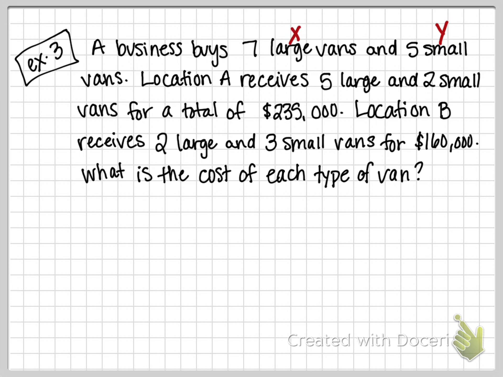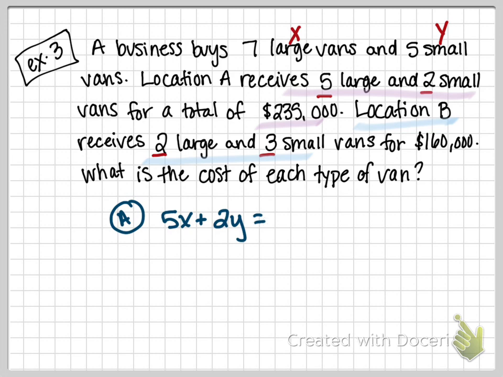This part, the 7 and the 5, actually breaks down into these two. So we are going to use these to write our equations. Location A and location B. So give me an equation for location A. Look more specifically. What's location A say? 5x plus 2y equals 235. Good job.